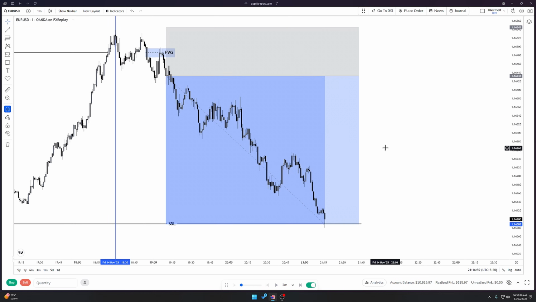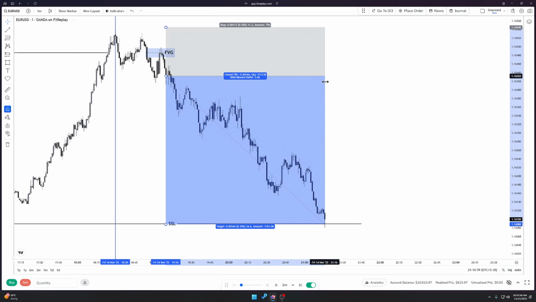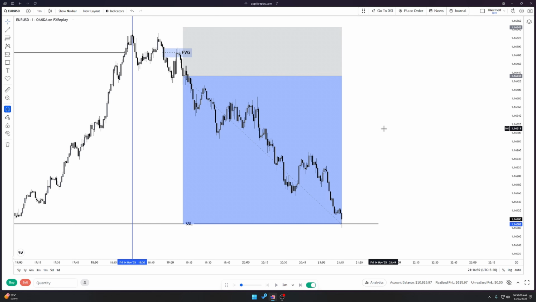So the idea is simple. Use your own entry setups, but align them with these key times, and you'll see the results for yourself. Now let's go to the next example.